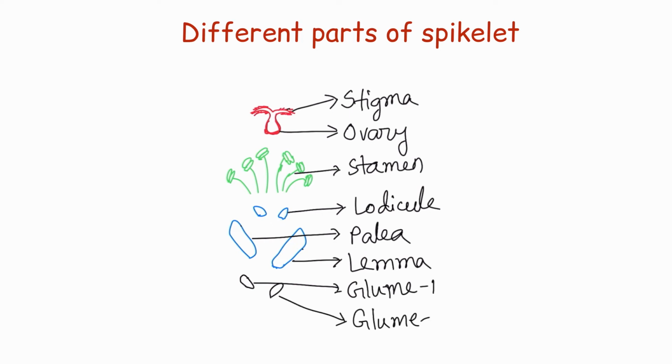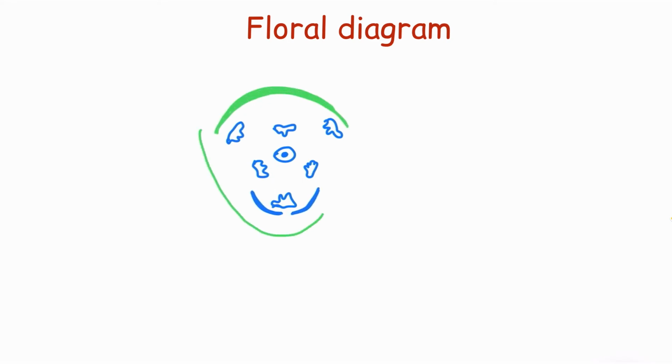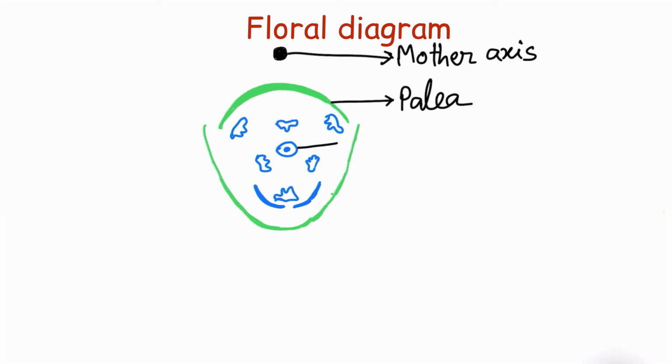Now we will learn how to draw the floral diagram. The ovary is first from the center, then the 6 stamens stand in 2 cycles. Then the lodicule, relatively small pallia, and lemma on the opposite side. Mother axis is at the top.